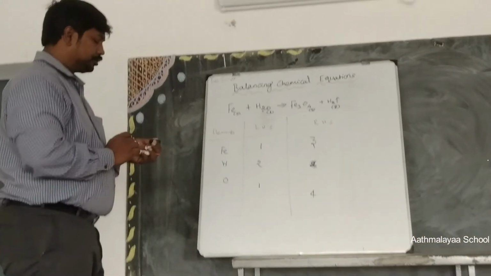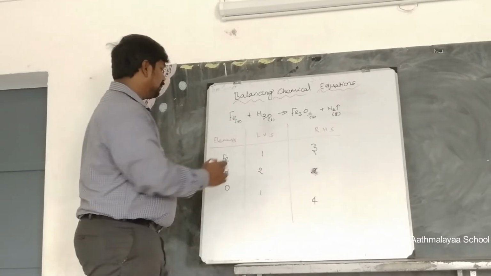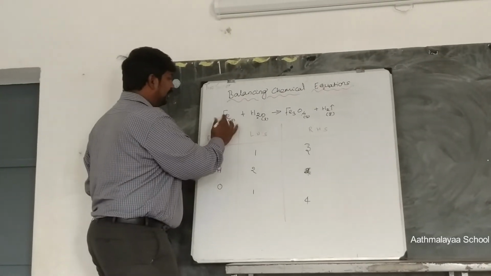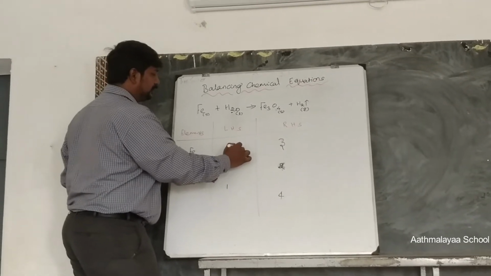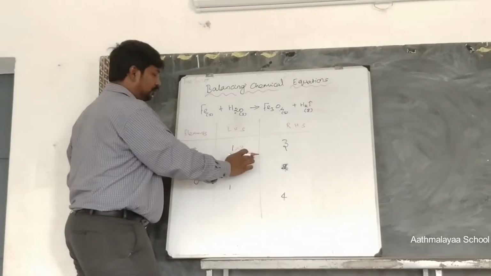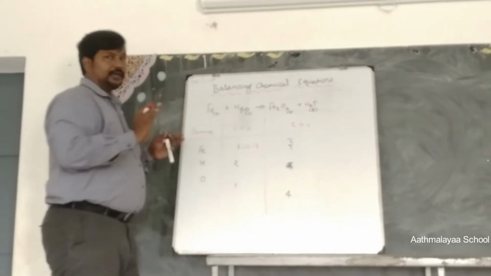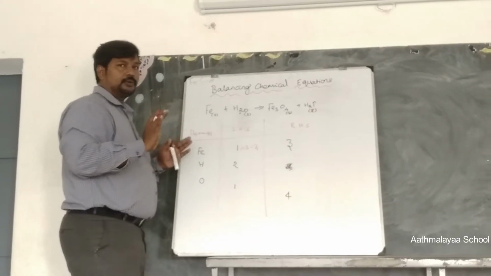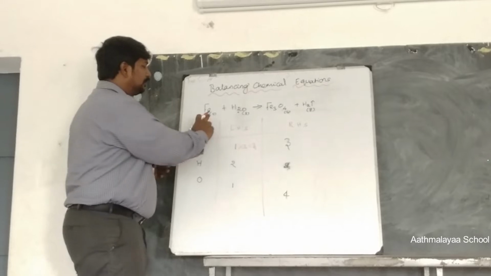Right? So to make it comply with the law of conservation of mass, we have to make this as 3. So this can be multiplied by 3 to make the iron in the LHS as 3. So this can be 3. You have to understand the thing: we have to change only the coefficients, not the formula.